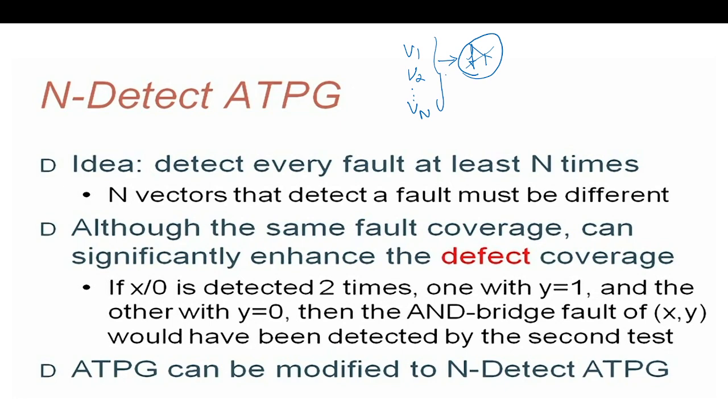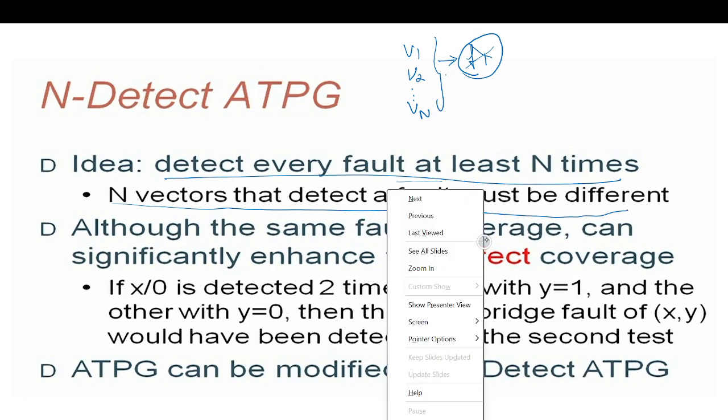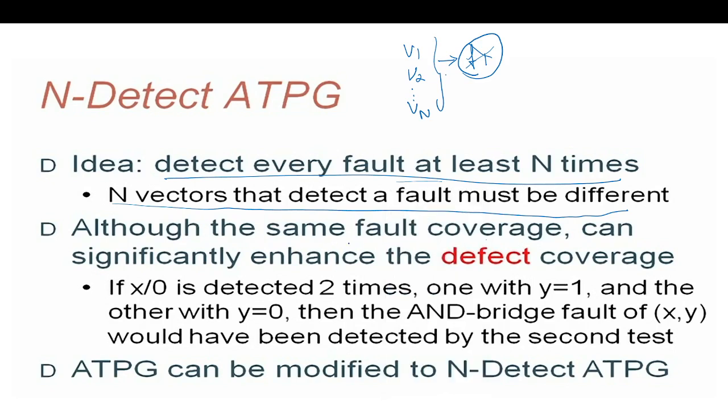So let's read. Idea: detect every fault at least n times. The n vectors that detect it must be different. Although the fault coverage stays the same, if we have n-detect, the fault coverage may not increase, but the defect coverage will increase. What does defect coverage mean?